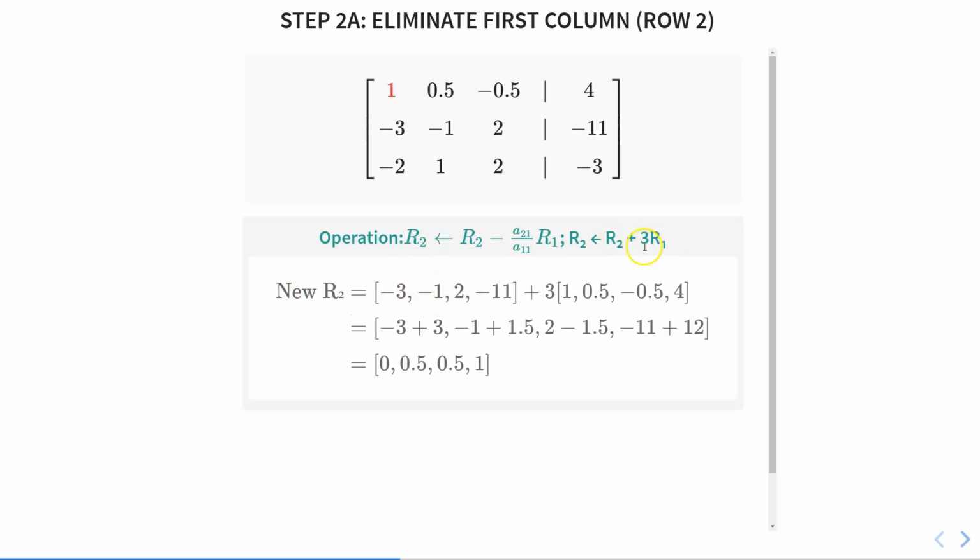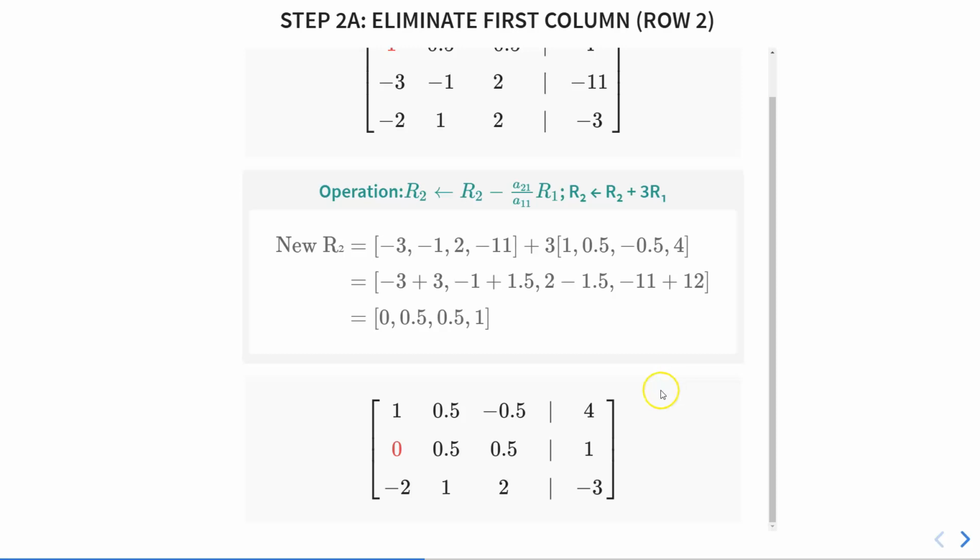So now if I do the operation, minus 3, minus 1, 2, minus 11, plus 3 into R1, which is 3, 1.5, minus 1.5, 12. Now if I do that, I will get the new R2, 0, 0.5, 0.5, 1. So my new matrix will be 1, 0.5, minus 0.5, 4, then 0, 0.5, 0.5, 1 and minus 2, 1, 2, minus 3. The third row is as it is.